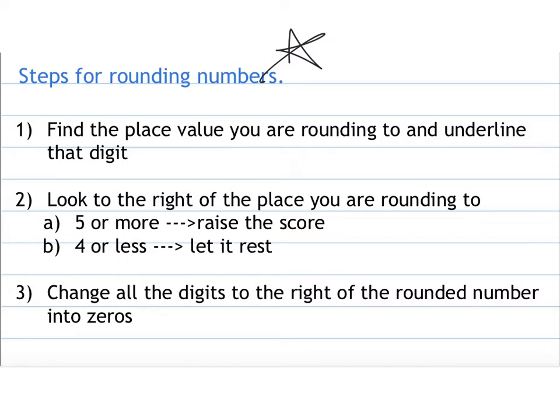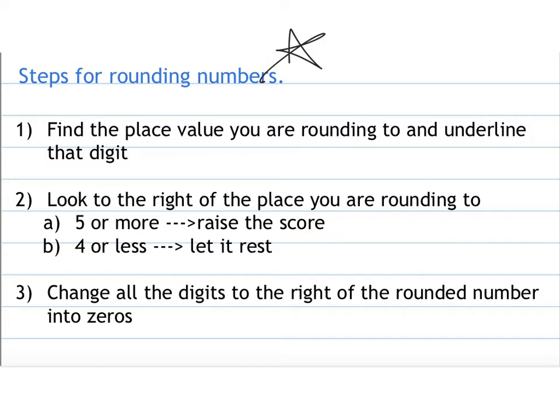So if it was saying round to the nearest tens, you would find the digit in the tens place. Step 2, look to the right of the place you are rounding to. Okay, so you would look to the number after it. If it's 5 or more, you raise the score. If it's 4 or less, you let it rest. So raise the score means it rounds up one number. So if it was a 7, it would round up to an 8. Let it rest means it just stays the same. So if the number was a 3 and you were letting it rest, it would just stay a 3.